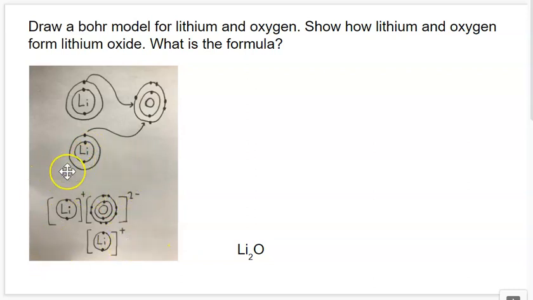And often when we draw the charged Bohr models, we give them square brackets with the charge of the atom on the outside, so we can know that it has either gained or lost electrons. And also, since we knew that there was a ratio of 2 lithiums per 1 oxygen, our chemical formula is going to be Li2O.